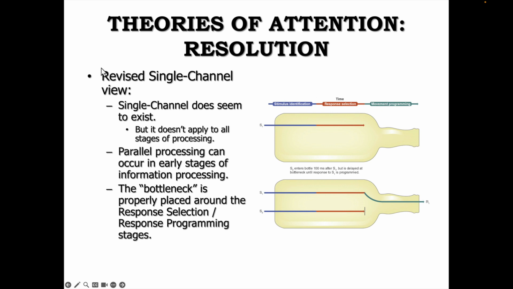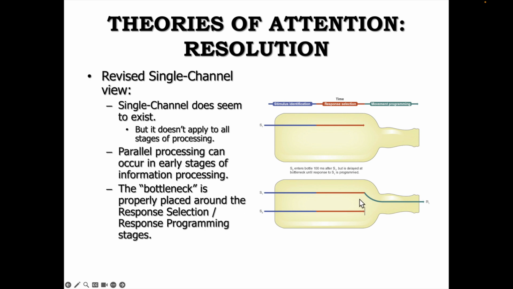Now, with these theories of attention, there's a revised view of the single channel view. Single channel does seem to exist, but it doesn't apply to all stages of processing. For example, a lot of parallel processing can occur in the early stages of information processing. In the stimulus identification and response selection situations, we can identify many different stimuli at one time, and we can go through many different possible responses at any one time. But the bottleneck is going to occur around the response selection or response programming stage.